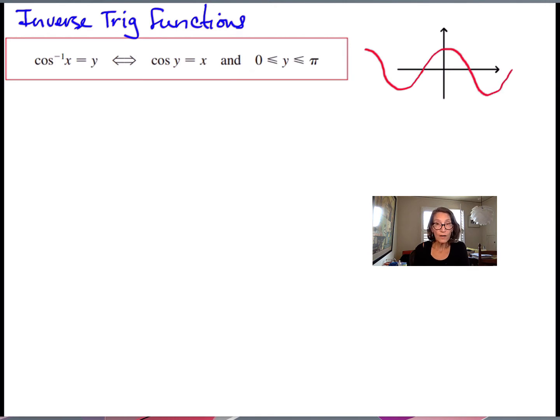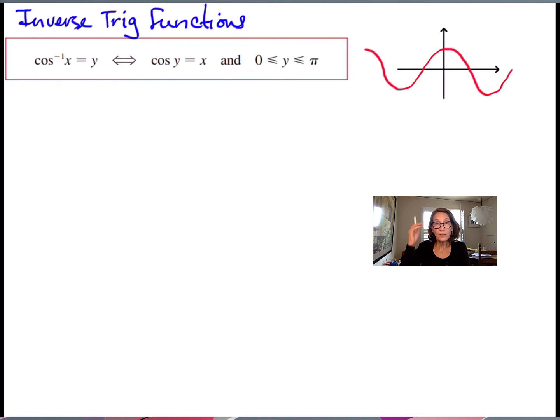so there are infinitely many inputs that have the same output. So this is the graph of the cosine function. It does not pass the horizontal line test. If you draw a horizontal line, it will intersect the graph infinitely many times. So technically it doesn't even have an inverse.